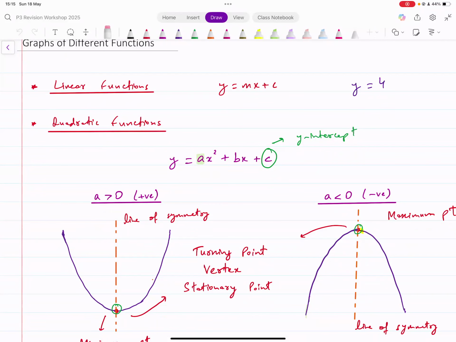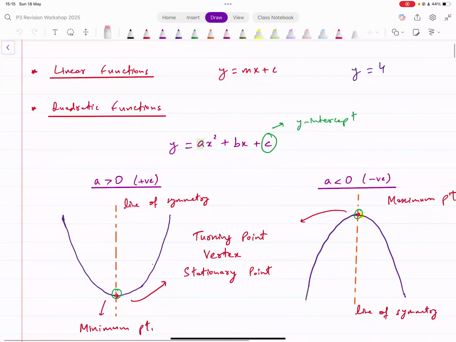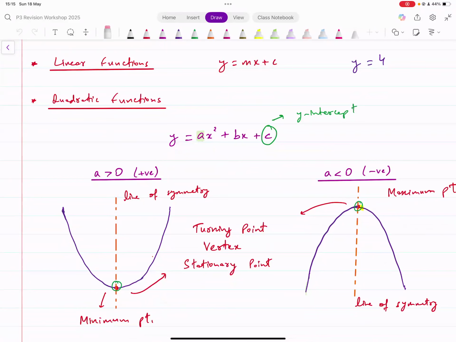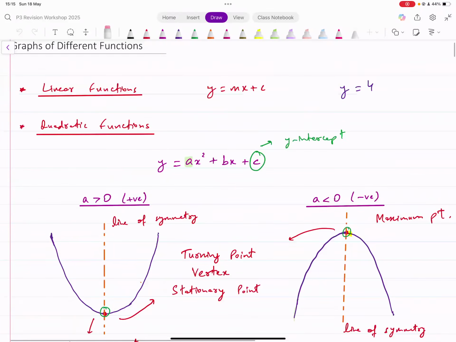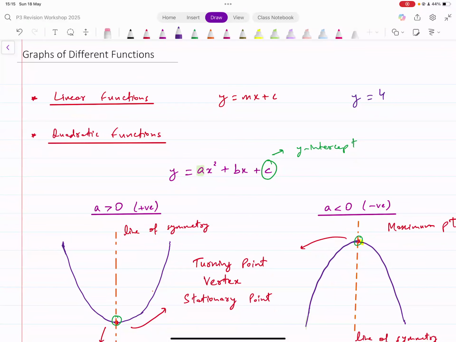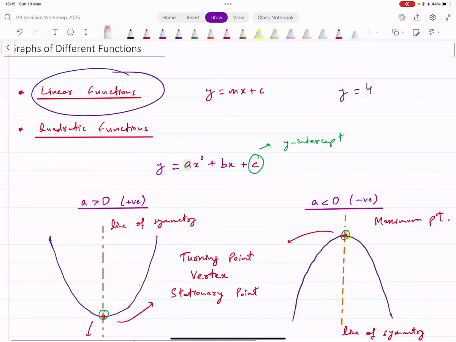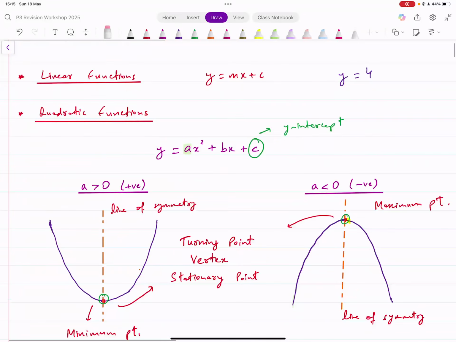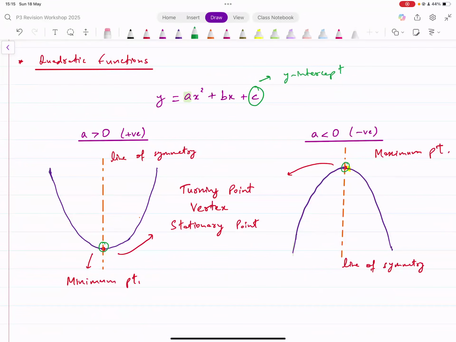I'll try to quickly go through the method for sketching them. But of course, the assumption is that you know about it already. So we'll try to go through this quickly. Linear functions are straightforward. You just take 2 points and join them in a straight line. That gives you the straight line. For quadratic functions, there are 2 possible shapes, U shape and N shape.